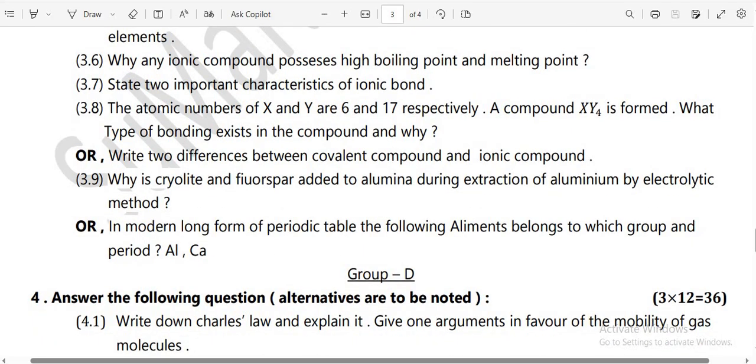3.9 Or in the modern form of the periodic table, the following elements belong to which group of the periodic table: Al and Ca?